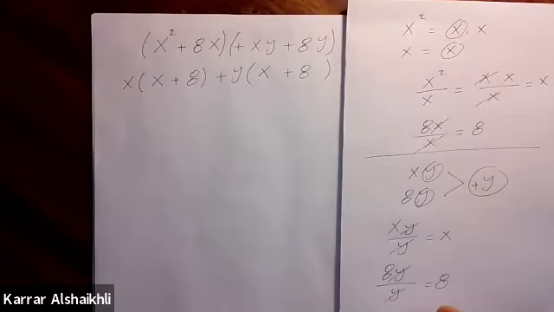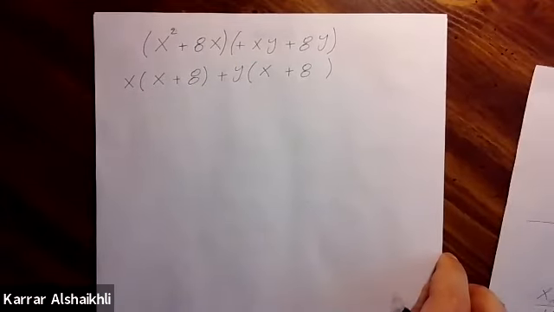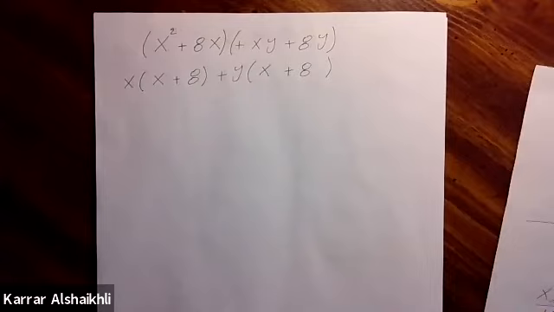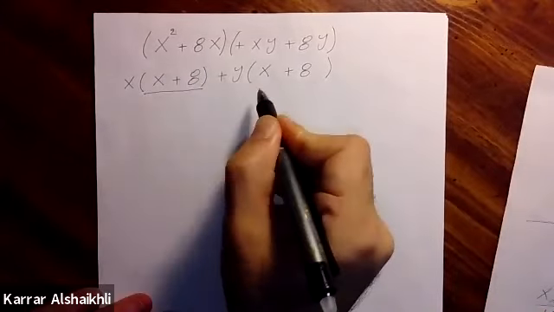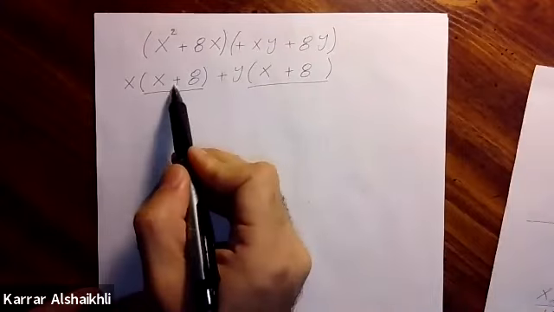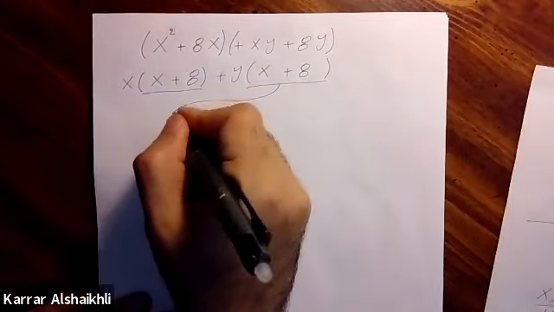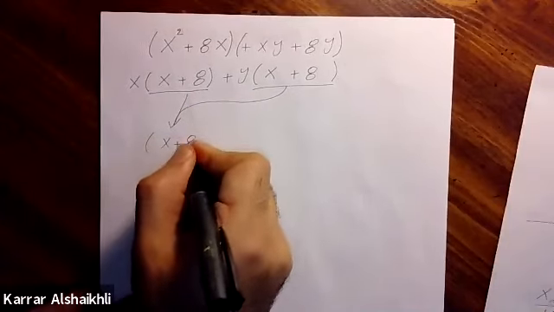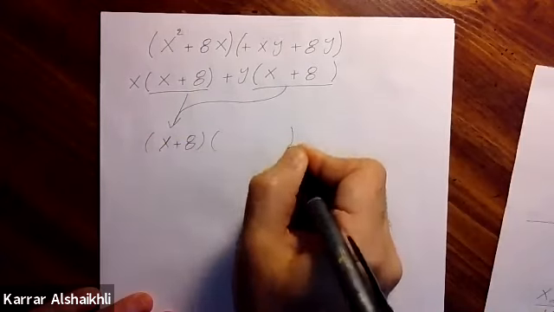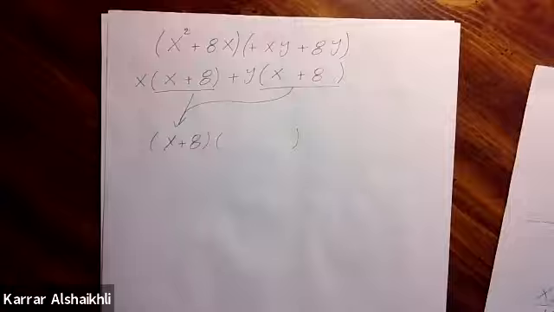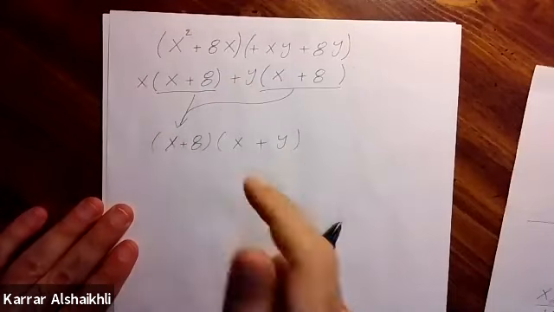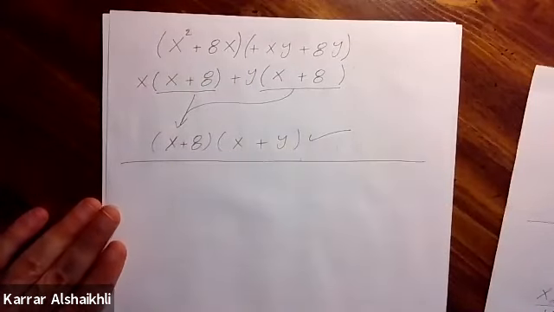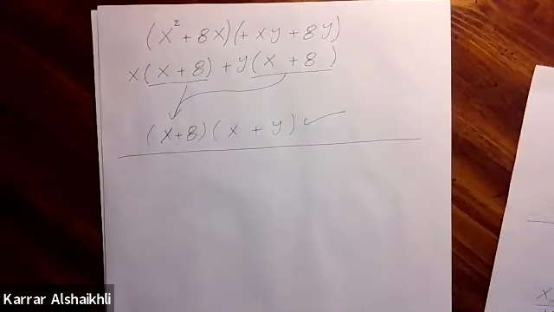Now tell me how I'm going to know I'm doing the right step. Because I got exactly the same parentheses: x plus 8, x plus 8. That means I'm doing the right thing. So I'm going to say here, it's x plus 8. Tell me what's the leftover between the parentheses. x plus y. That's it. This is the solution for this example.